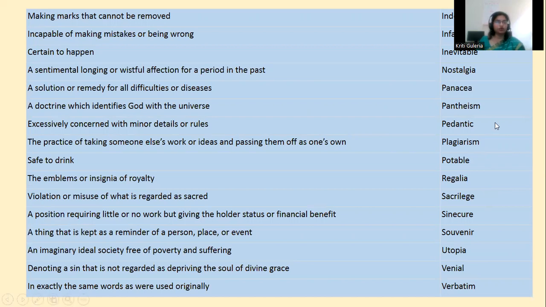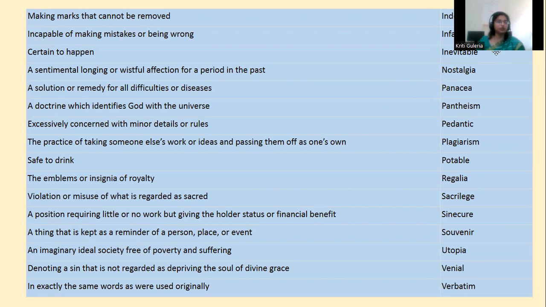Incapable of making mistakes or being wrong is infallible. Something which is certain to happen is referred to with the word inevitable. A sentimental longing or wistful affection for a period in the past is referred to as nostalgia. When we say that we are having a nostalgic feeling when we watch old movies or old photographs with our families, we have that nostalgic feeling because our sentiments are attached to the past.